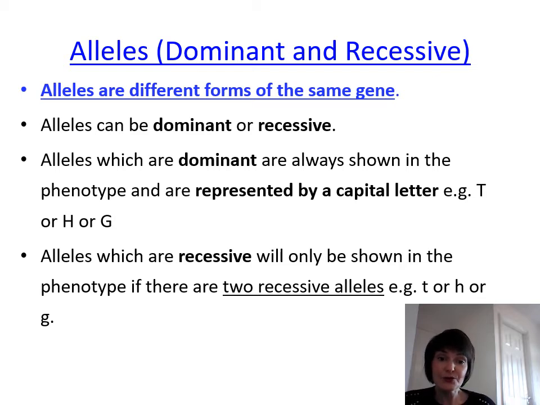So alleles which are recessive will only be shown in the phenotype if there are 2 recessive alleles. So for instance, if you have two small t's or two small h's or two small g's, then you will possess 2 recessive alleles. Okay.